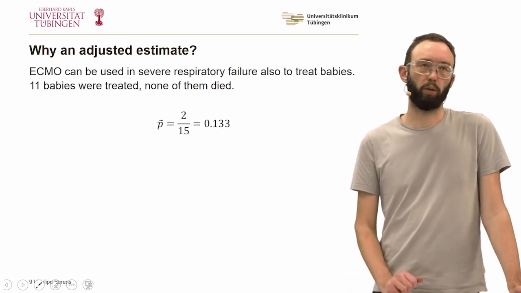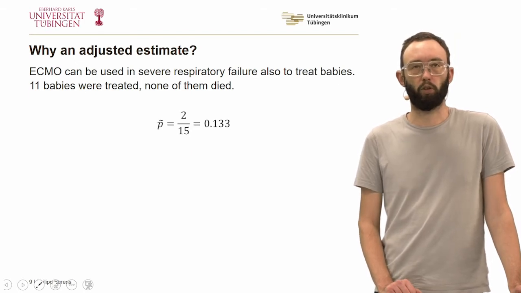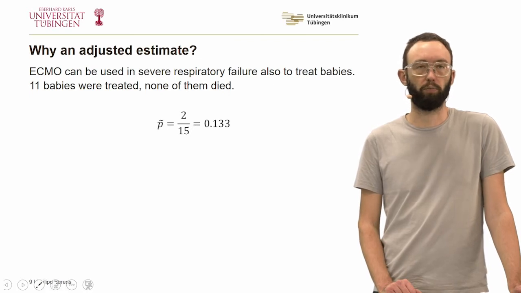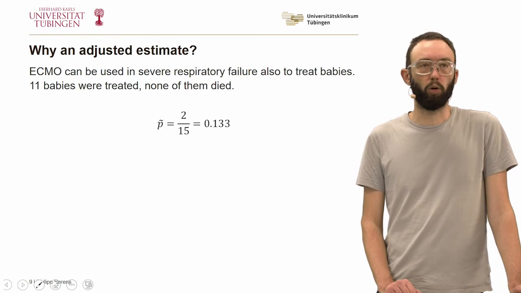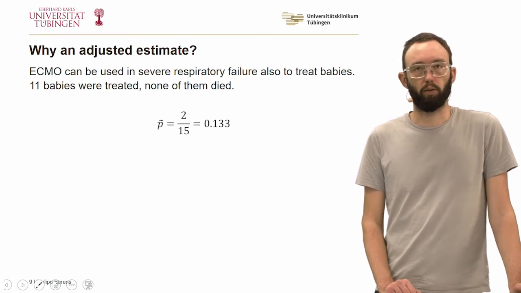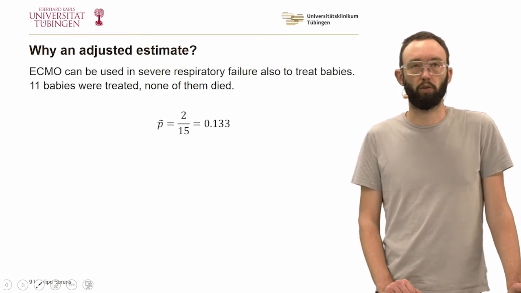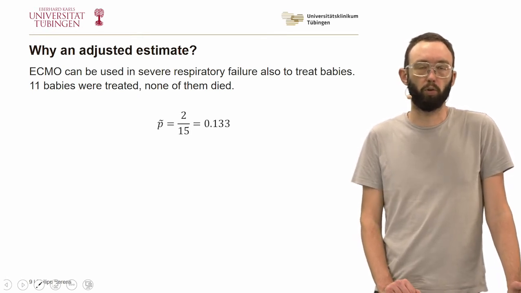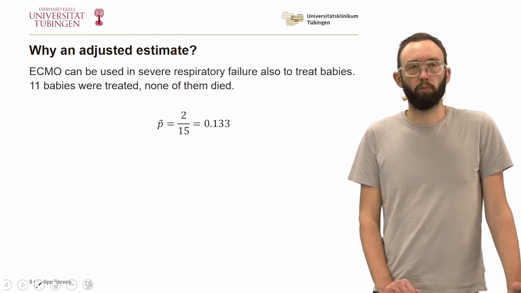So now let's come back to the question we had in the very beginning, where we introduced this adjusted estimate. Why did we do that? Why do we use an adjusted estimate at all? As many people will know now, an ECMO is a machine that can be used in case of severe respiratory failure, also in babies. And in this study, 11 babies were treated and none of them died.